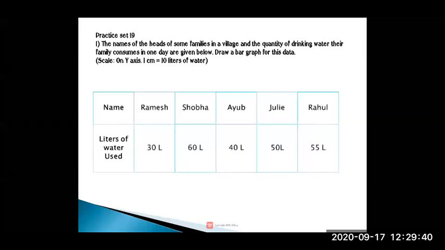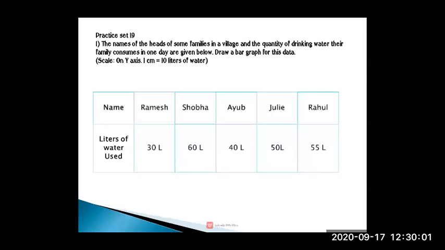Ramesh, how much water did he drink? 30 liter. Shobha 60 liter. Ayub 40 liter. Julie 50 liter. And Rahul 55 liter. So the liter you will write on which side? You will write, very good, you will write on the y-axis side.